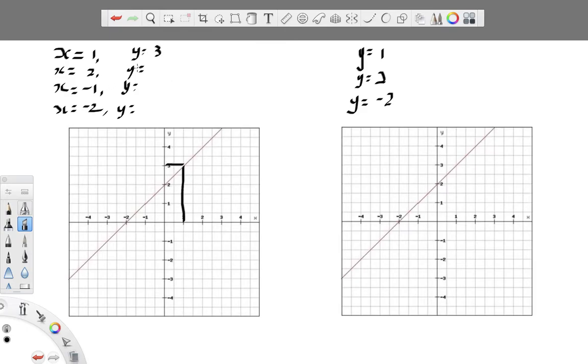Okay, so what is y equal to when x is equal to 2? Well, we do the same thing. We find x is equal to 2, which is here. We draw up to the line, and then we draw across to our y-axis and we find that y is equal to 4.